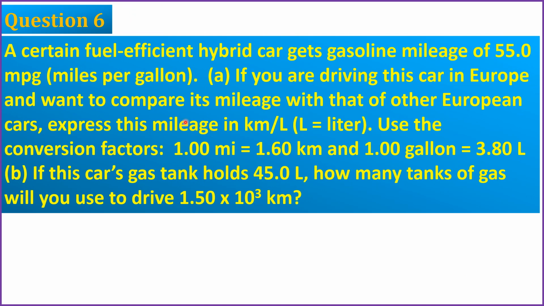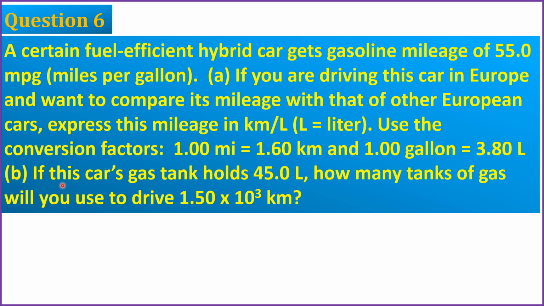We're down to our last question, question number 6. A certain fuel-efficient hybrid car gets gasoline mileage of 55.0 mpg or miles per gallon. Question letter A. If you are driving this car in Europe and want to compare its mileage with that of other European cars, express this mileage in kilometers per liter. Use the conversion factors 1.00 mile is equal to 1.60 kilometers and 1.00 gallon is equal to 3.80 liters.